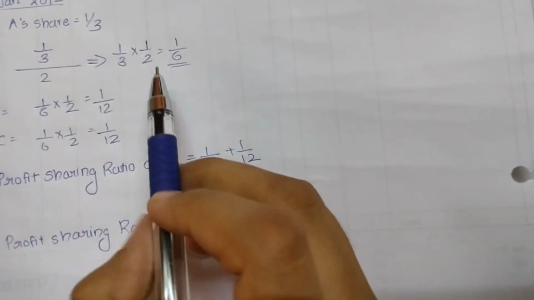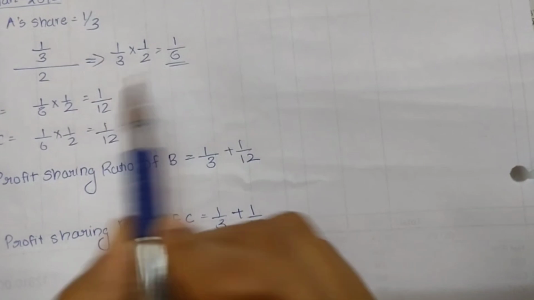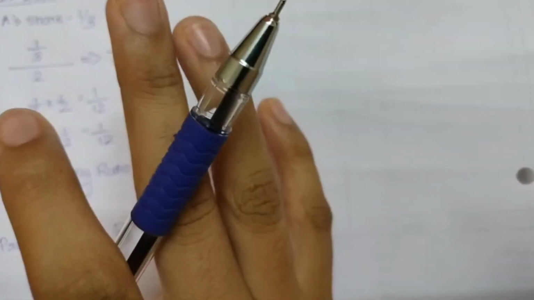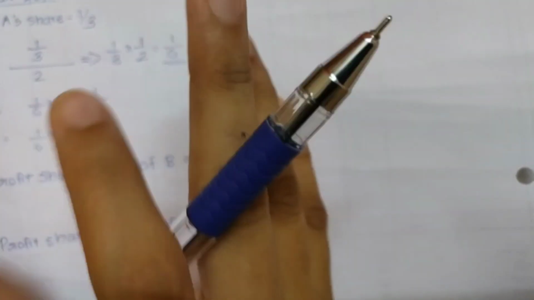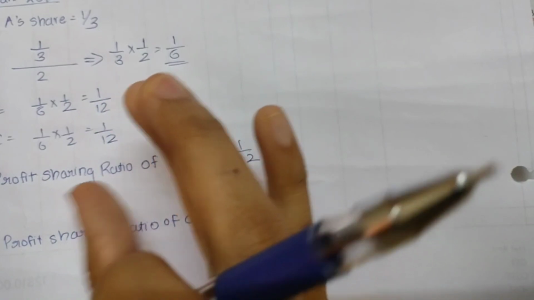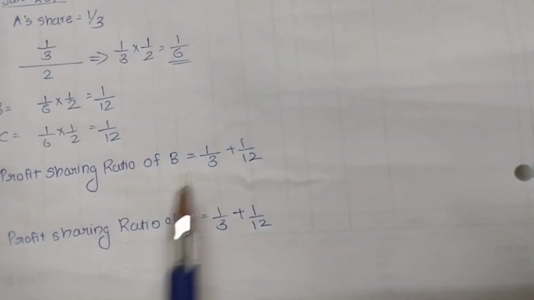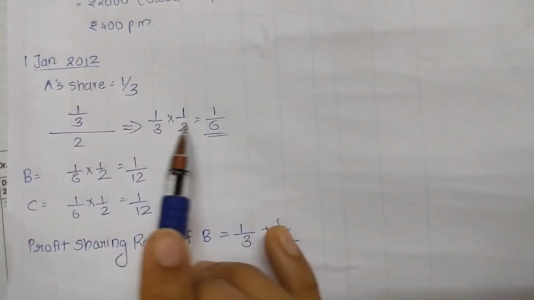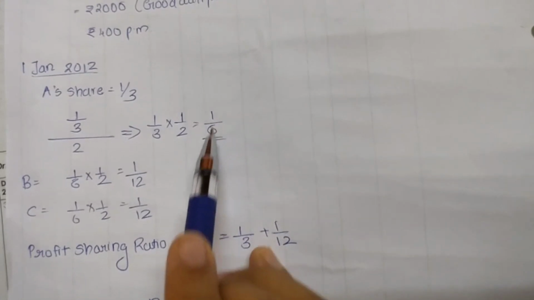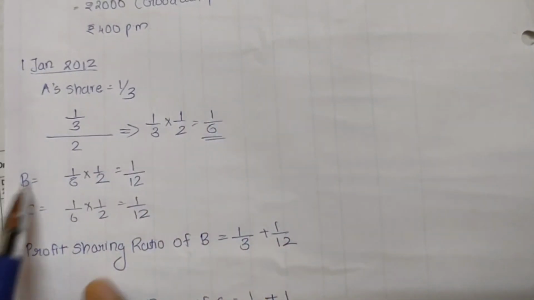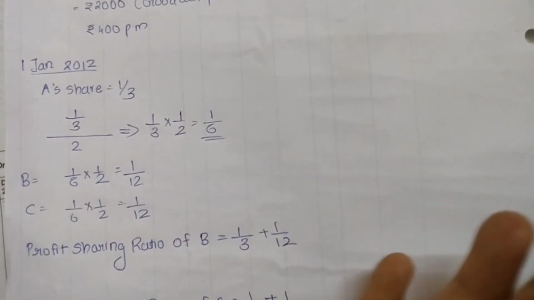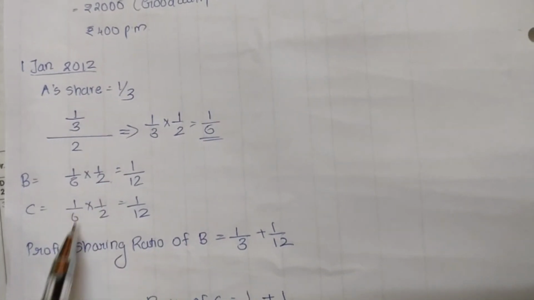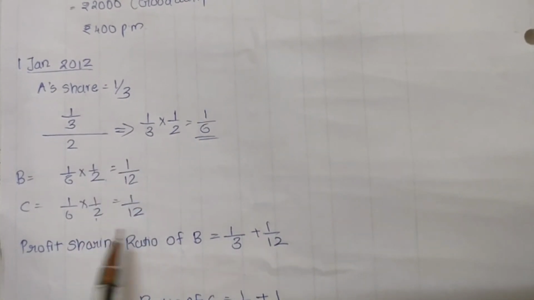That is, after A got a part-time job elsewhere, he agreed to share half of his profit sharing ratio, half of his share, with B and C. So we took half of his share. So his share was what? 1 by 3, right? So half of 1 by 3 is 1 by 6. And this 1 by 6 has to be apportioned to both B and C equally. Equally means half and half. So 1 by 6 half and 1 by 6 half. Again we calculated and we got 1 by 12 and 1 by 12.